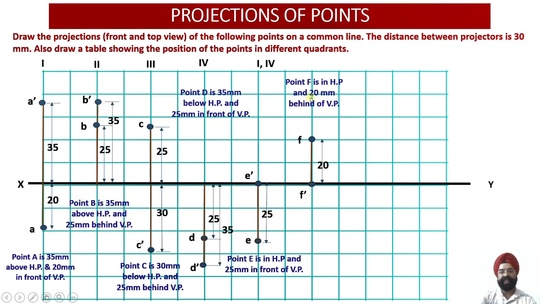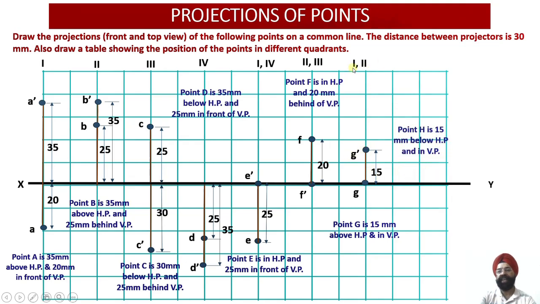So point F, it is lying on HP, so the front view will lie on my horizontal plane, and since the distance behind VP is 20 mm, after rotation this will be coming upwards. So point F will lie 20 mm above my XY reference line. And in which quadrant does this point lie? Second and third quadrant. Then my point G, it lies in VP. If it lies in VP, my top view will lie on the XY reference line and it is 15 mm above HP. So my front view will lie 15 mm above the horizontal plane, and the quadrants are first and second for point G.